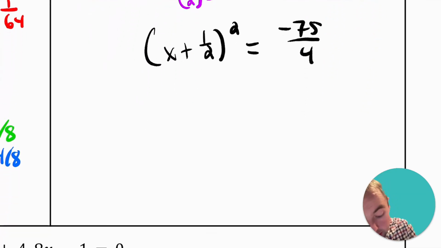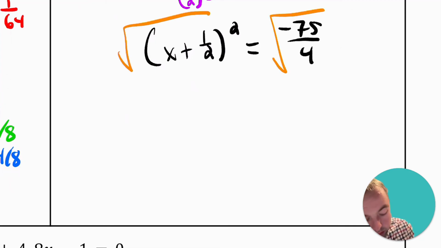Alright, so from that then we can use the square root property to solve from here. So if you square root the left-hand side, you'll end up with x plus 1/2. And then the other side, you notice that we're square rooting a negative, so it's definitely going to be imaginary. So plus or minus something involving i.